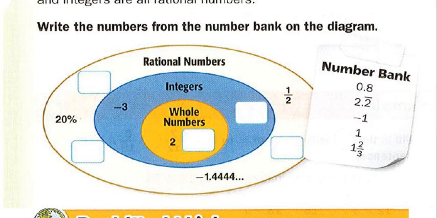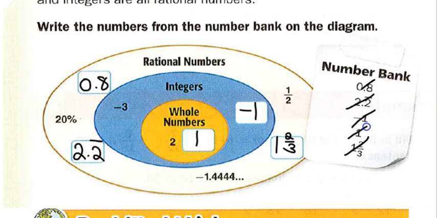So looking at this, let's fill in some of the missing pieces that we have here. So let's start with a whole number. Which number in our number bank is only a whole number? Well, I think number 1. That right there, that's a whole number. That's all it is. How about which one is only an integer? Well, negative 1 is the only one that is a whole negative integer. And that means the rest must be rational numbers, because that's all we have. So we have 0.8 or 8/10. We have 2.2 repeating. And then lastly, we have 1 and 2/3.